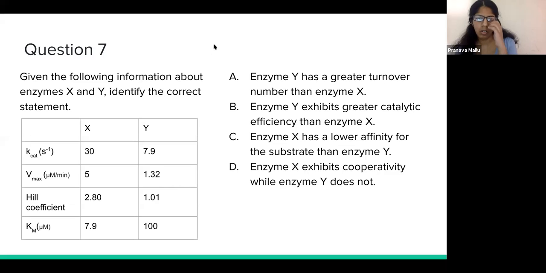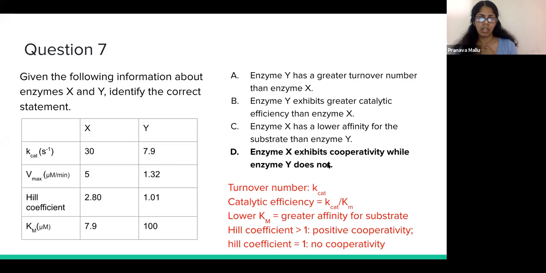Okay, so again, another tough question, especially because you have to calculate turnover rate, catalytic efficiency, and look at the other two options as well. So the correct answer is D.